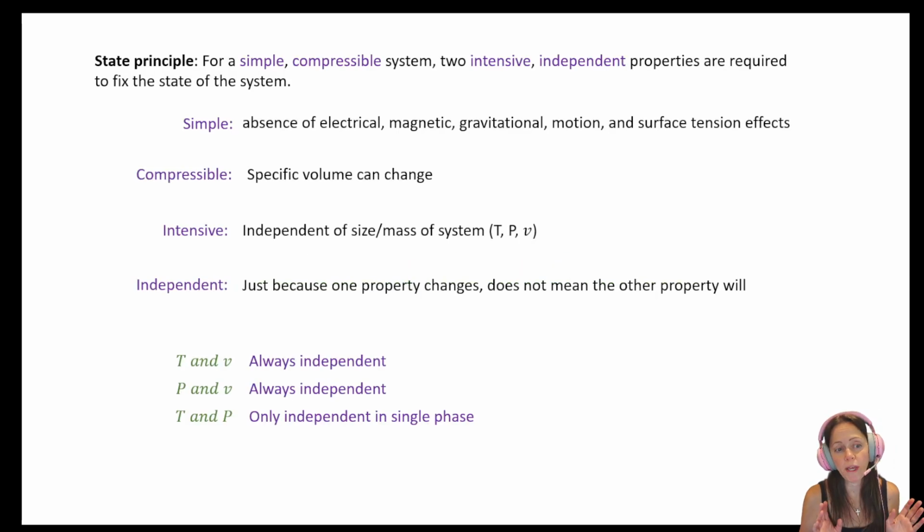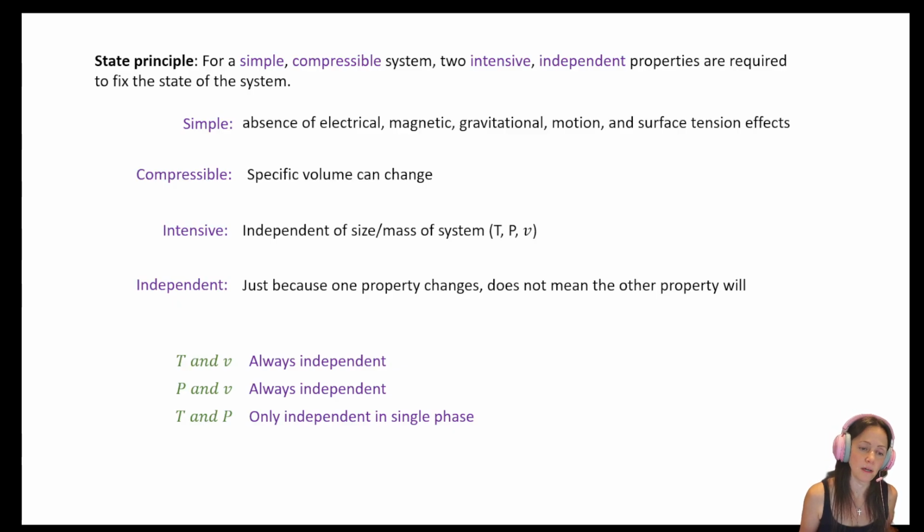All right, so we have already talked about the state principle, but I want to revisit that real quick. Remember, the state principle says for a simple compressible system, we need two independent intensive properties to fix the state of the system. Simple meaning that nothing crazy is going on in our system. Compressible meaning that the specific volume can change. Intensive, we know what intensive means: independent of the size or mass of the system. So temperature, pressure, and specific volume all check the box.